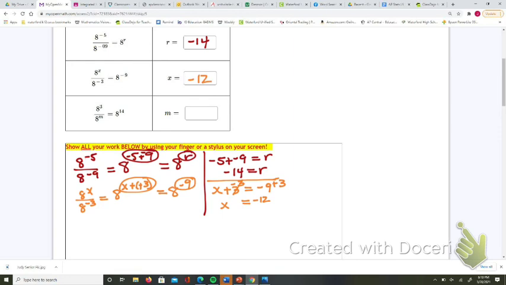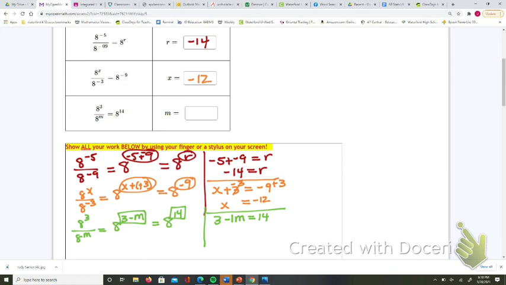Number 3. We have 8 to the third over 8 to the m equals 8 to the 3 minus m equals 8 to the 14th. Okay, remember that 3 minus m has to equal 14. Okay, this one's a little more complicated. What's happening to the m? There's an invisible 1 right there, right? So it's being multiplied by negative 1 and added by 3.